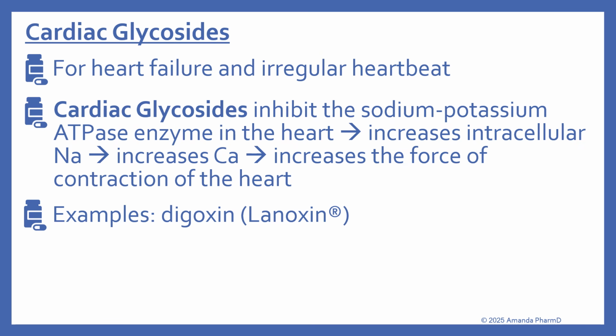And next are the cardiac glycosides. These are for heart failure and irregular heartbeat. So the cardiac glycosides inhibit the sodium-potassium ATPase enzyme in the heart. This increases the intracellular sodium, which increases calcium, and that increases the force of contraction of the heart. And an example of this is digoxin, and the brand name is Lanoxin.